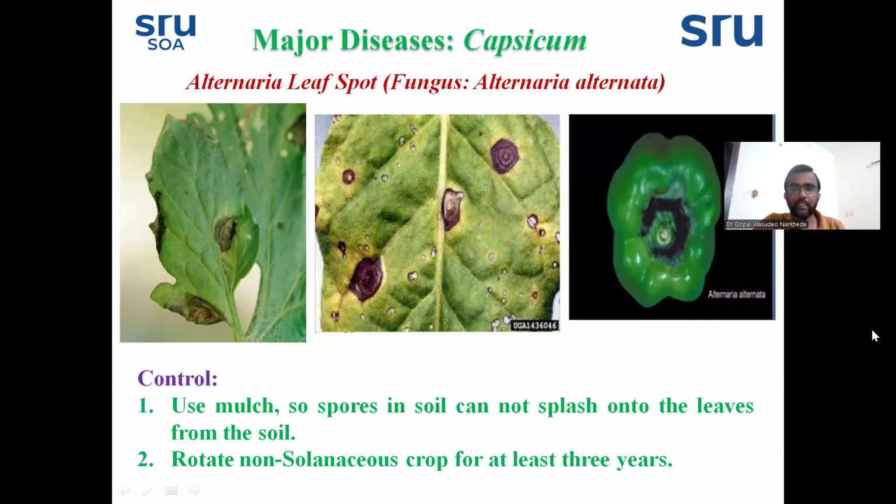So next is Alternaria leaf spot. Again a fungal disease, that is Alternaria alternata. You can see the symptoms also. I have attached the pictures where you can clearly see the symptoms. So as far as the control measure, mulching. Mulching is most important because spores in soil cannot splash onto the leaves, right? And crop rotation with non-solanaceous crops. That is again most important. Crop rotation so that you can maintain the soil fertility also.